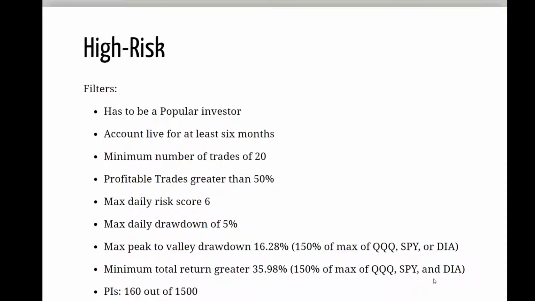these benchmarks. So now high risk, what does that mean? It means we're looking at drawdown. We give you room to go into a drawdown, but then give us a return that is similar, at least matches what the benchmarks would have given us. And with this filter, we have 160 out of 1,500 PI. So that's around 10%. So that's pretty good.